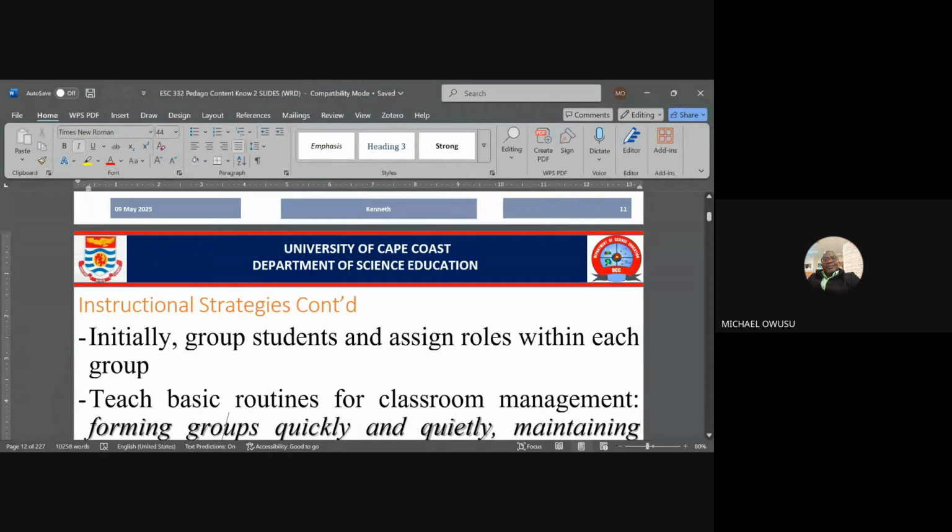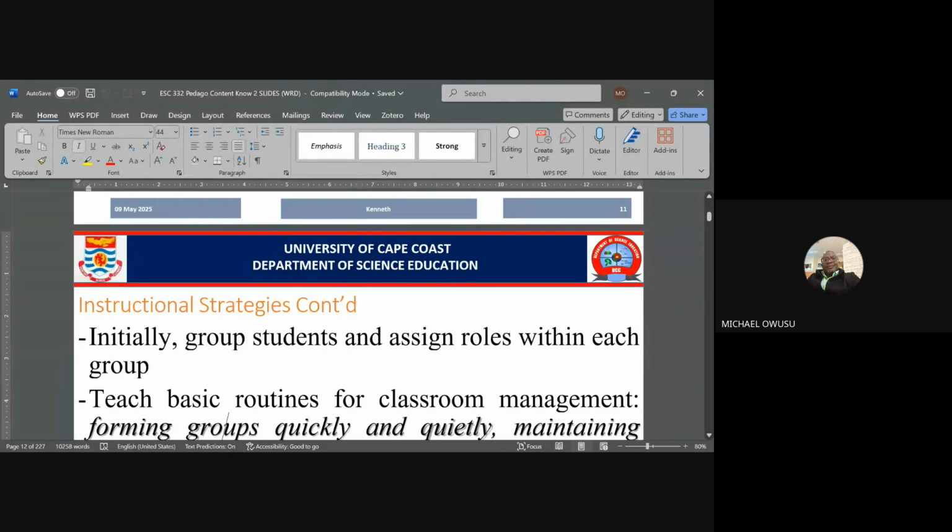Group them very well. Initially, group students and assign roles to each of the groups. It's very important that when you are the teacher, you are the facilitator, you are their guardian, you are their role model. Everything they are doing, you are taking care of that. So make sure that you assign group duties to each of them.